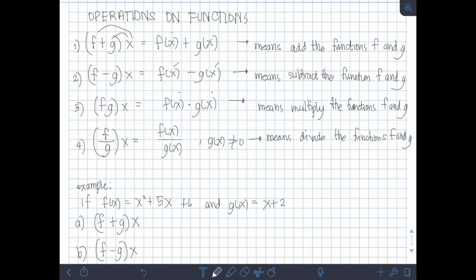Kung addition, mag-a-add tayo ng dalawang functions na f and g. Kung subtraction, magsusubtract tayo ng dalawang functions f and g. Pag multiplication, mag-multiply lang tayo ng functions f and g. And division, mag-divide lang tayo ng functions f, g. Okay? So, para ma-illustrate, mag-solve tayo ng examples.